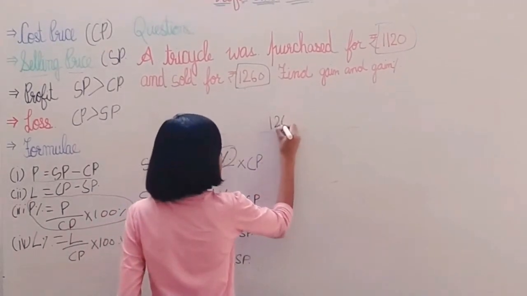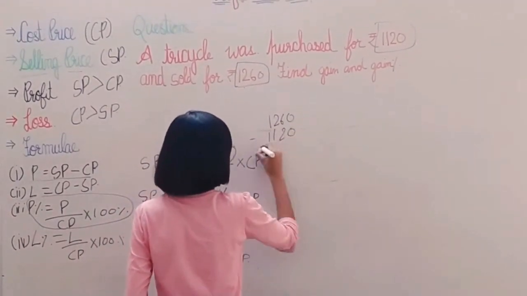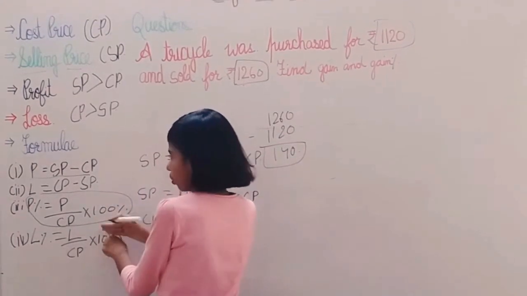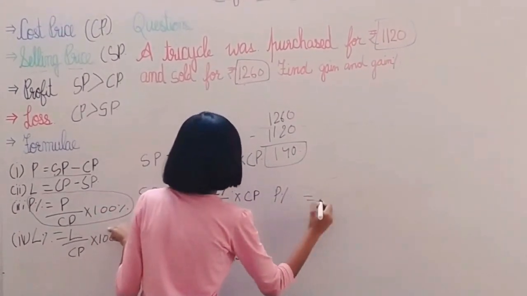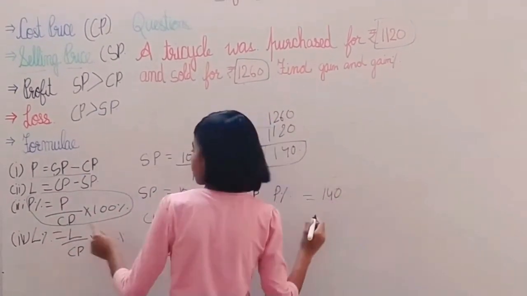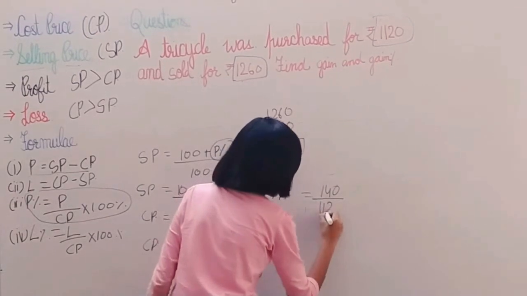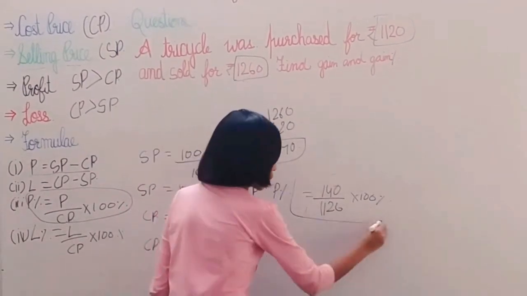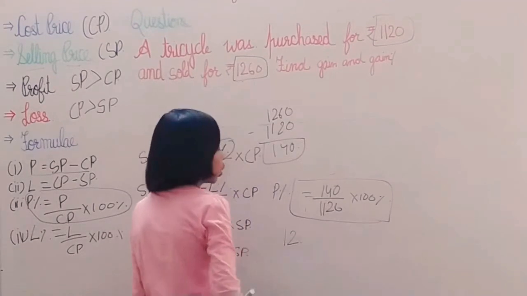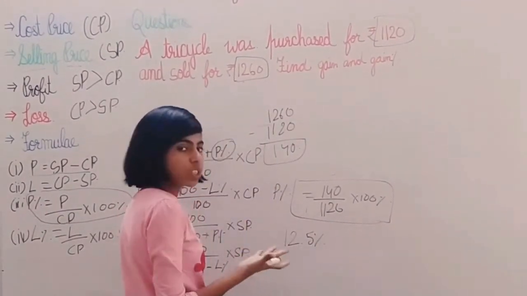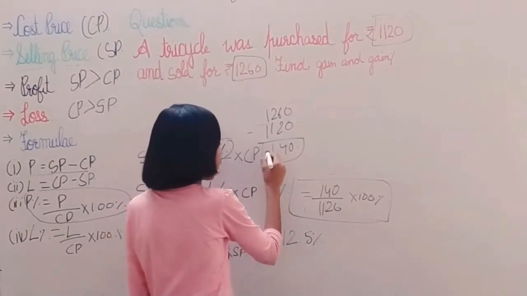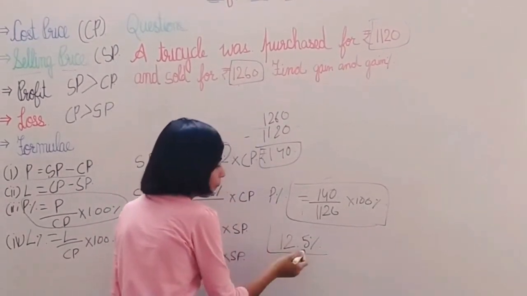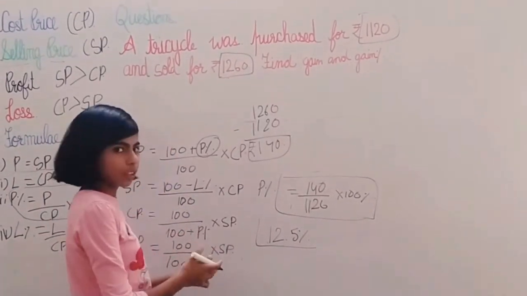So now let's first find the profit. It would be 1260 minus 1120, which is 140. Now let's put in the values: profit percentage is equal to profit, which is 140, divided by CP, which is 1120, into 100 percentage. If you do this calculation correctly, you will find the answer 12.5 percentage. So the answer of this question is the gain is rupees 140, and the gain percentage is 12.5 percentage. So now let's move to the next question.